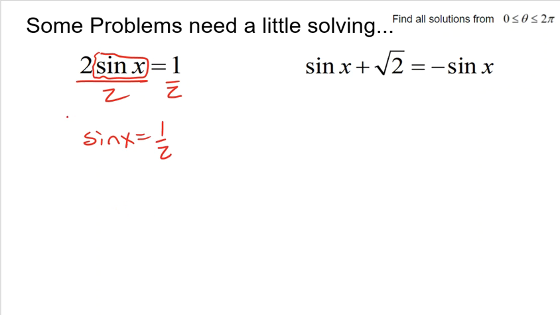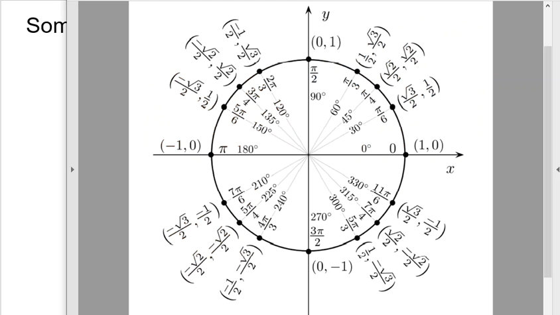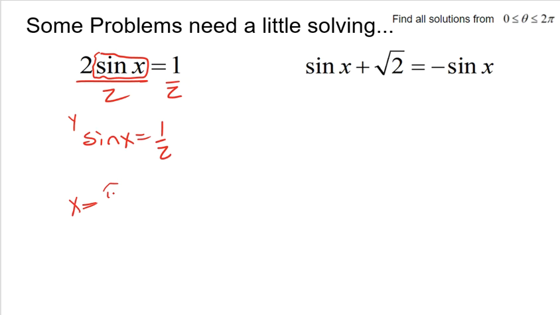Now again, remember, sine is a y-coordinate from the unit circle. So I'm going to pull out my unit circle. Where do I see a sine value? Where do I see a y-coordinate of 1/2? Pi over 6 and 5 pi over 6. So my two answers are pi over 6 and 5 pi over 6. Remember, I am still asking for answers in the unit circle, 0 to 2 pi.